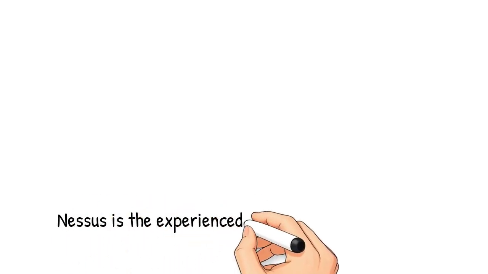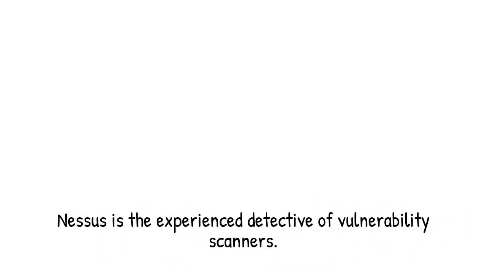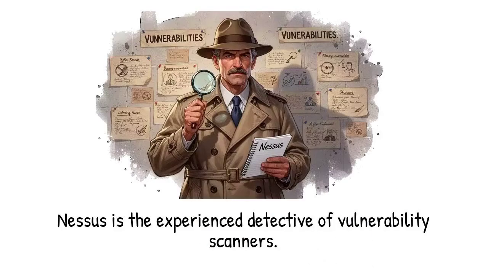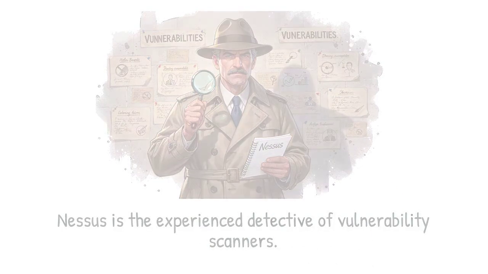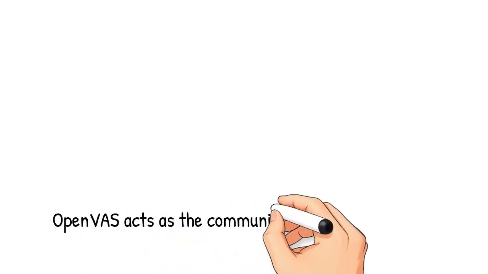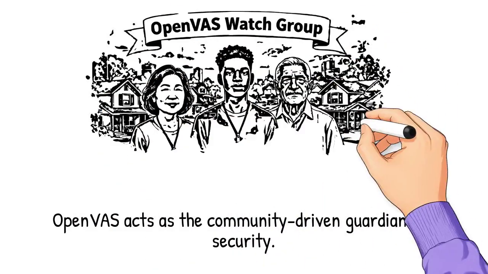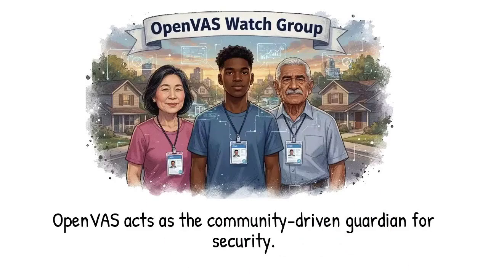Nessus, the detective. Nessus is like a highly experienced detective who knows every trick in the book. It has one of the largest vulnerability databases and is widely used in enterprises. OpenVAS, the open source guardian. OpenVAS is powerful, free, and community-driven. It's like a neighborhood watch group that constantly updates itself to stay prepared.